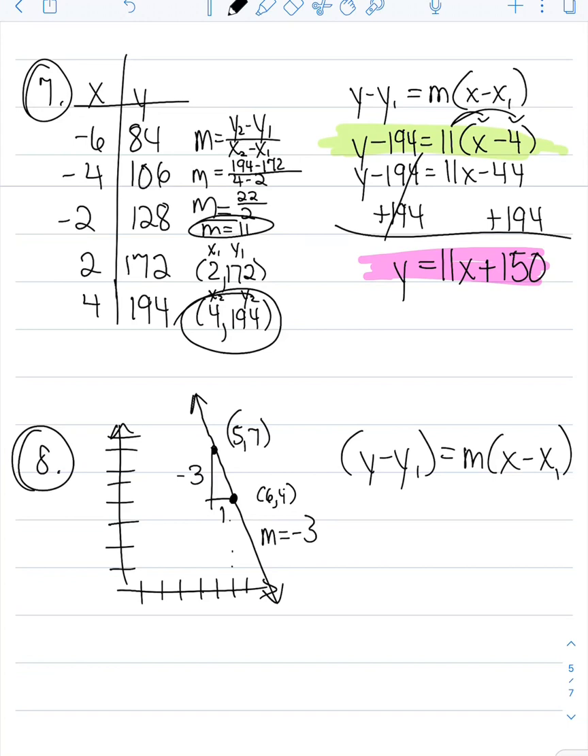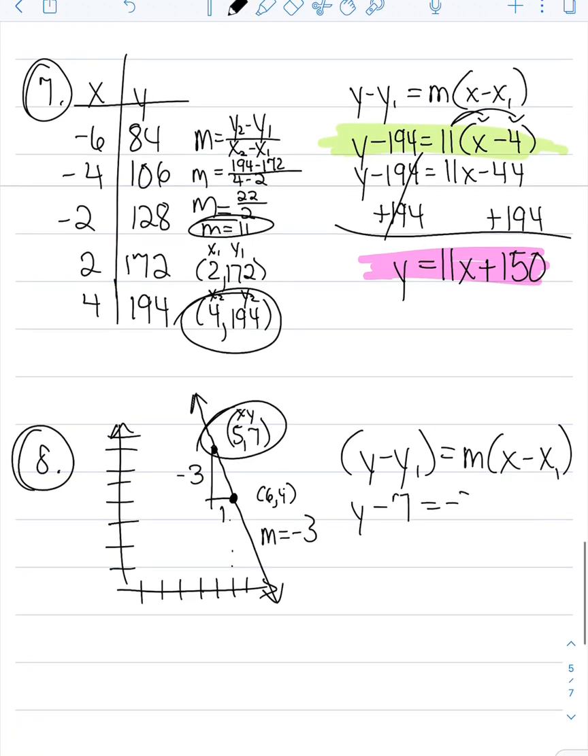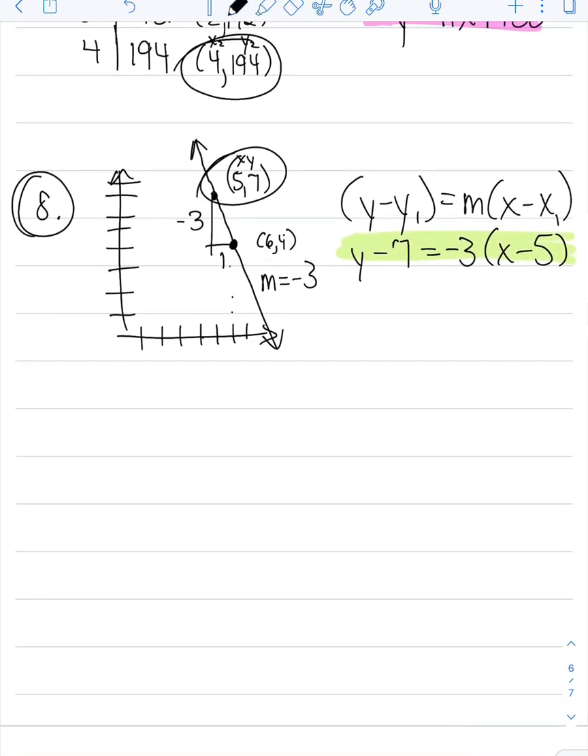So my slope is -3. And you can pick any point on that line and plug it in. I'm going to do the first one. So I'm going to say y minus, my y value is 7, equals, my slope we said was -3, x minus, my x value here is 5. And so remember, you can also change this over to slope-intercept form, but right now we're just going to leave it in point-slope form.